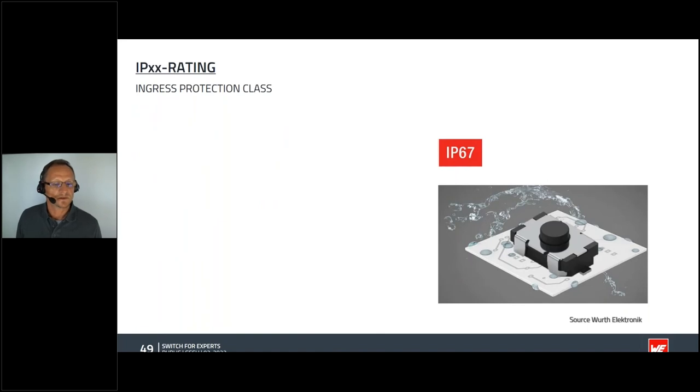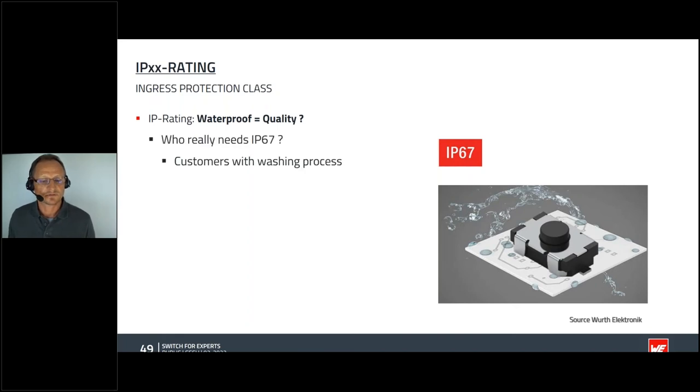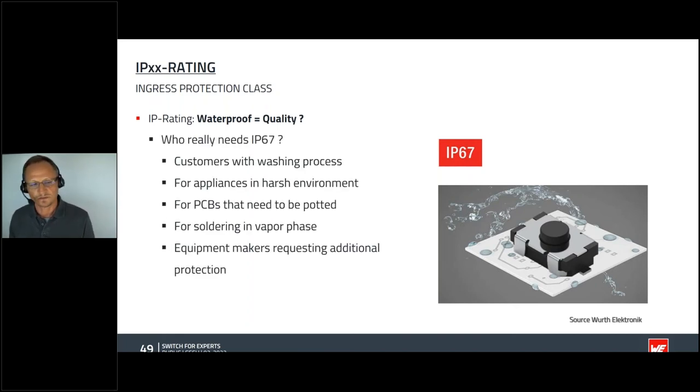So IP rating, you all know there is IP classification in place, which is defined now here under the IEC 60529 standard. It regulates the protection against the ingress of solid particles or liquids into a certain appliance or components. Now, if it comes to IP, then I don't know why, but IP67 is often requested from the product designers and marketing departments just to be on the safe side, or ahead of the competition, sounding like a quality argument, which is not necessarily one.